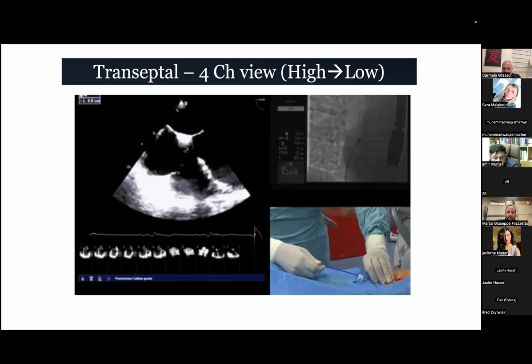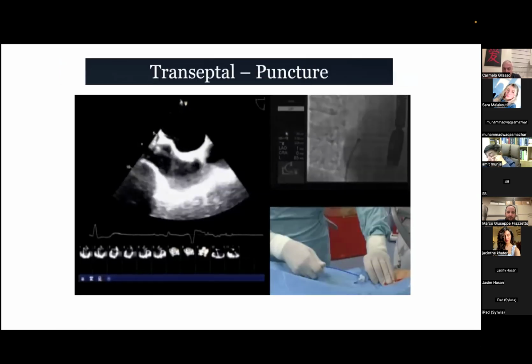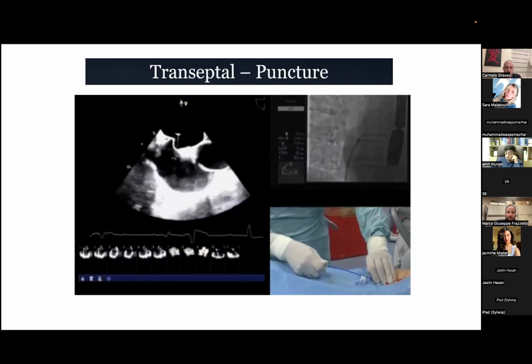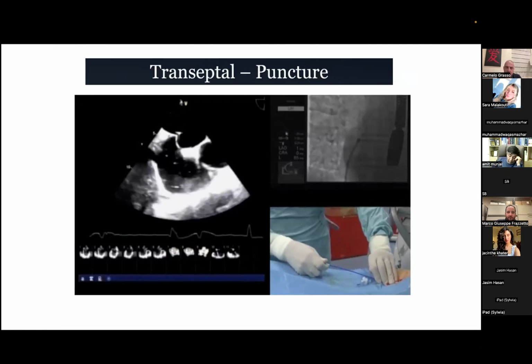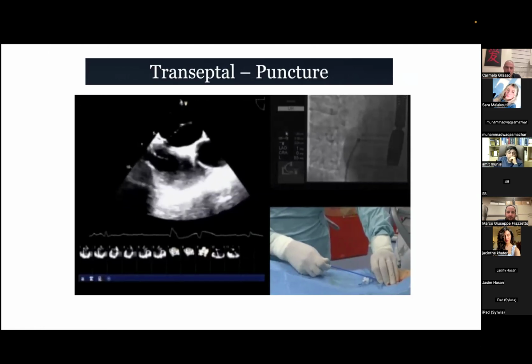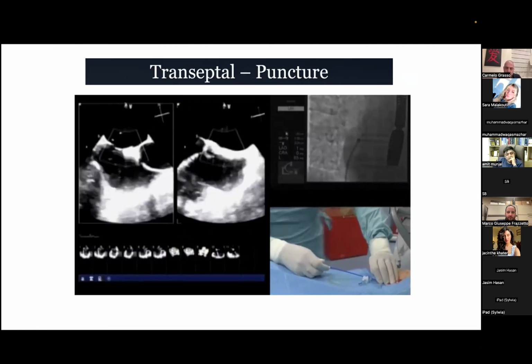But with the new device, nowadays we do the puncture at 4.5, 5 centimeters, because new devices have much more excursion, so it is not difficult to reach the apex of the ventricle just below the leaflet.